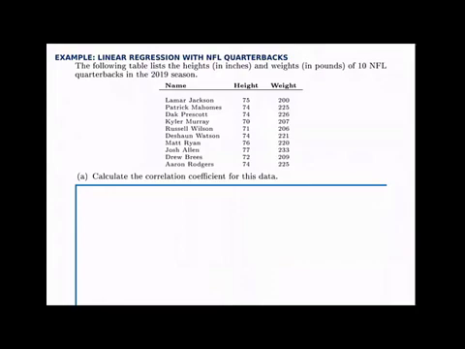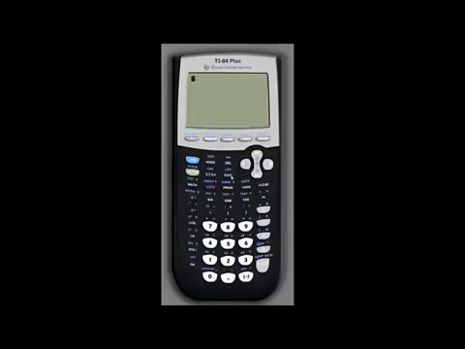So first, we want to calculate the correlation coefficient. And to do this, we'll use the calculator. So first, we need to go to the calculator and enter this data. To enter the data, we'll hit the Stat button and hit Enter to get into the Edit menu. And under List 1, we'll enter the X values.